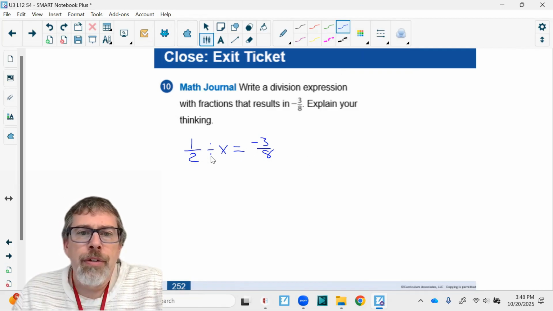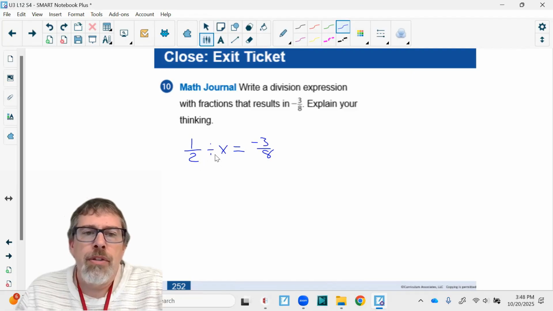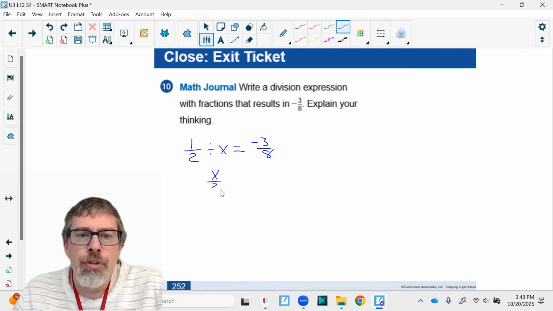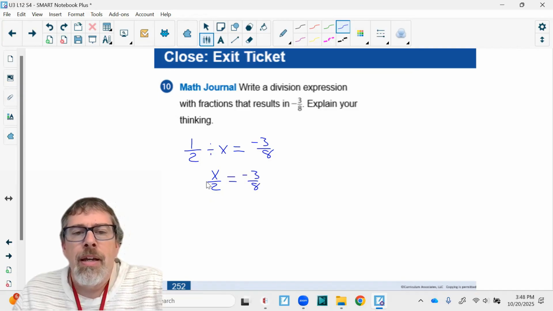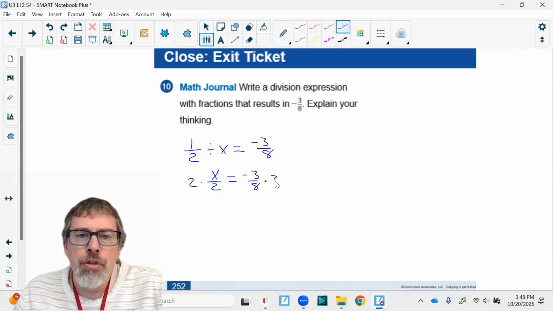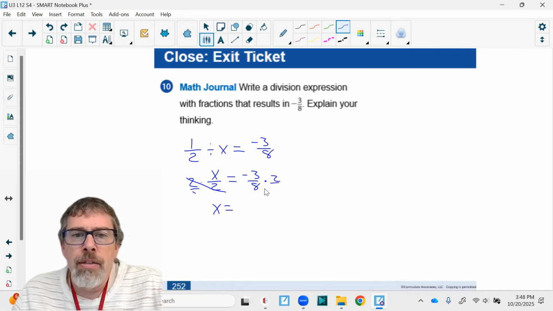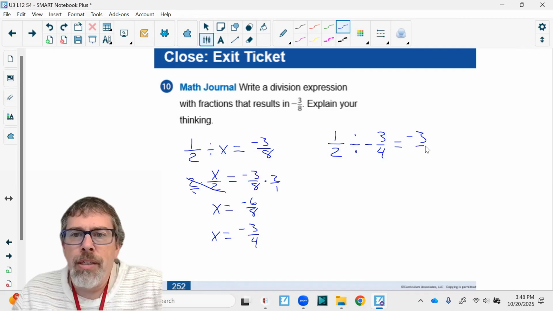So in order to get rid of this, this can be rewritten as x over 2. Half of x is x divided by 2 equals negative 3/8. I'm going to multiply both sides by 2 to get rid of that 2, because 2 over 1 is going to cancel the 2's, and I get x. And this is going to be negative 6/8, which reduces to negative 3/4. So if I take 1/2 divided by negative 3/4, I will get negative 3/8.